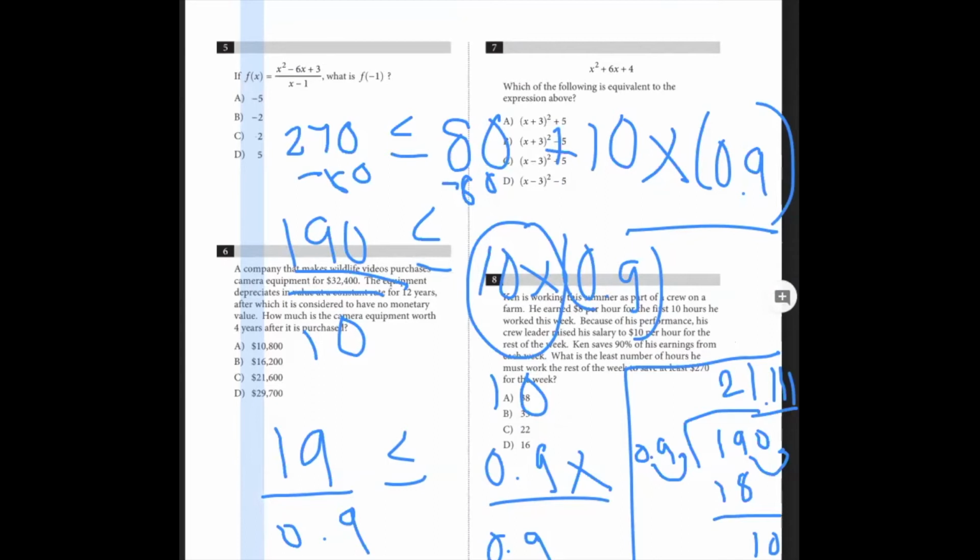So what I will say though is that at least for this problem, all the answers are in whole numbers. So it's important to note that he can't really work 21.111 hours in this scenario. So you have to go up to the next closest number, which is 22. So that's how I would do that problem.